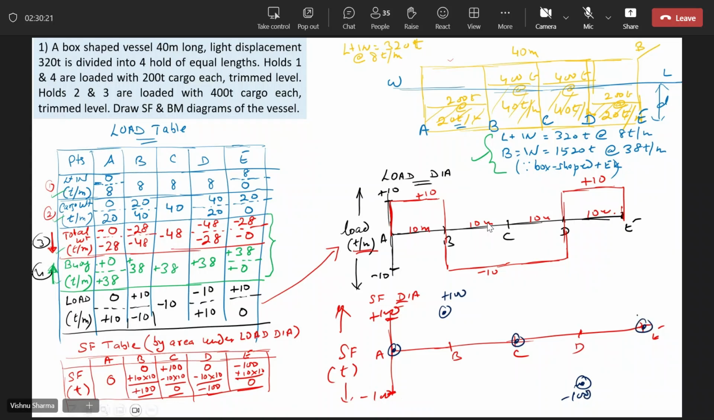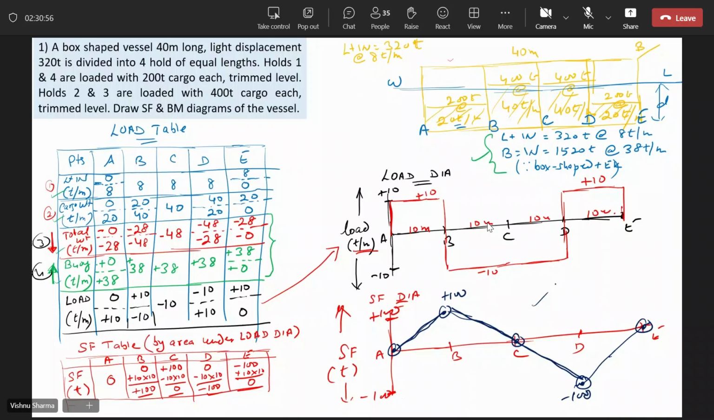Look at the load diagram from A to B. Is the area changing at a uniform rate from A to B? Yes or no? Only the answer has to be yes or no. Is the area in the load diagram changing uniformly? Yes, sir. So it will be joined with a straight line. Is the area from B to C changing at a uniform rate? Yes, sir. C to D? Yes. So they'll all be in a straight line, basically like this. And likewise, this will be a straight line.